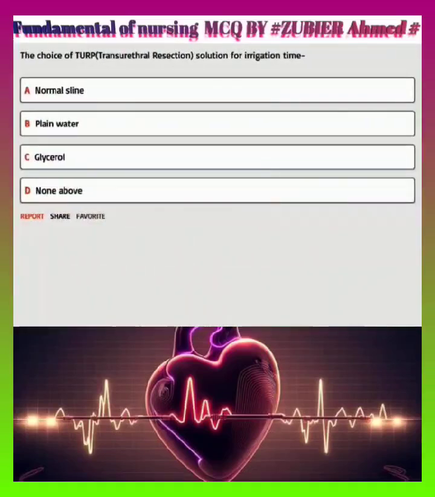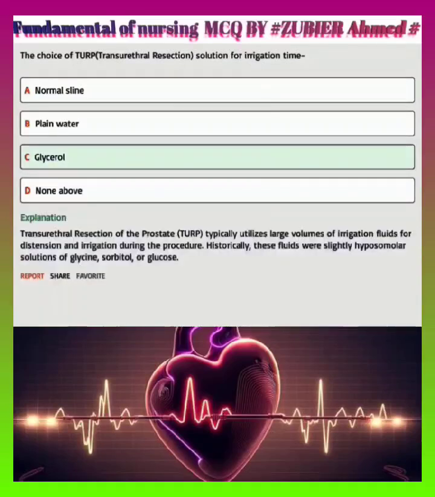The choice of solution for irrigation in TURP, transurethral resection: A. Normal saline. B. Plain water. C. Glycerol. D. None above. Correct answer: Transurethral resection of the prostate, TURP, typically utilizes large volumes of irrigation fluids for distension and irrigation during the procedure. Historically, these fluids were slightly hyposmolar solutions of glycine, sorbitol, or glucose.